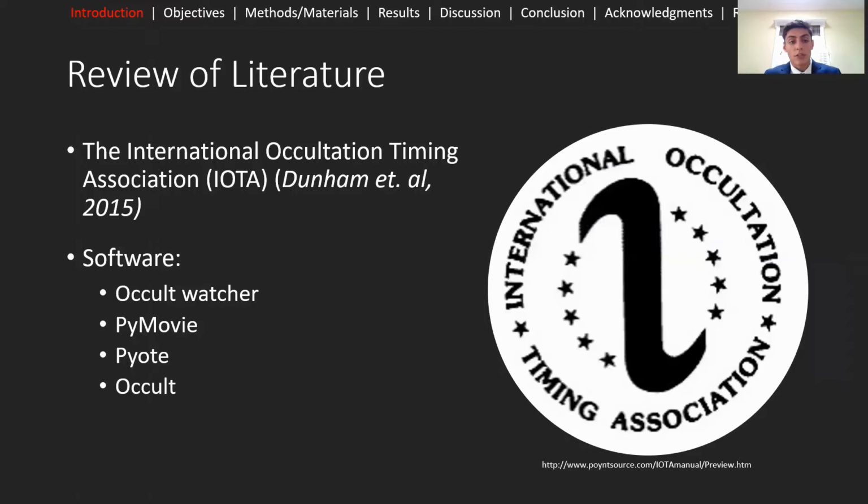In the asteroidal occultation field, there is a key association known as the International Occultation Timing Association, or the IOTA for short. Now, the IOTA provides the necessary software for observing and then analyzing these events. This software includes Occult Watcher, PyMovie, Pyote, and Occult, all of which I will talk about more later.